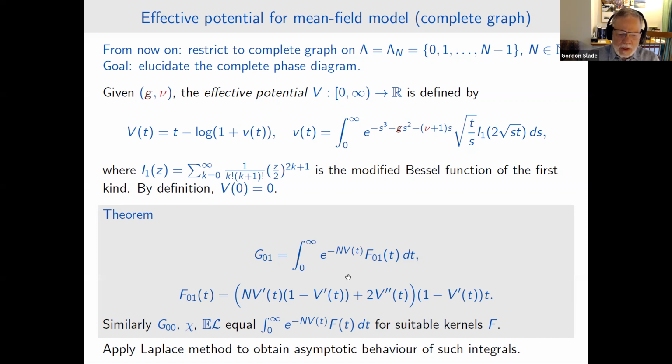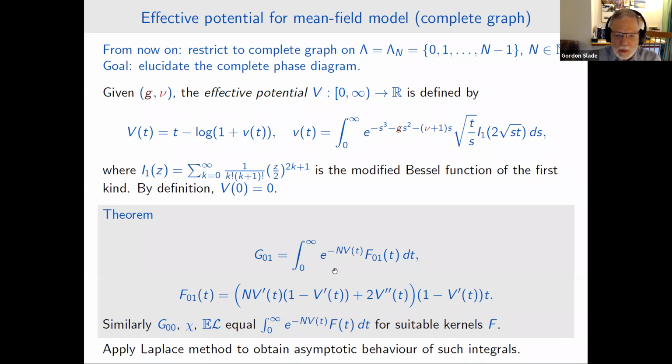And similarly, it's possible to write the 2-point function at coinciding points, G00, or the susceptibility, or the expected length, in terms of an integral of e to the minus n times the effective potential times some f, which is different depending on which one of these observables you're interested in. But they all have this form with some f. F may depend on n, as it does here, but in a way that's very explicit.